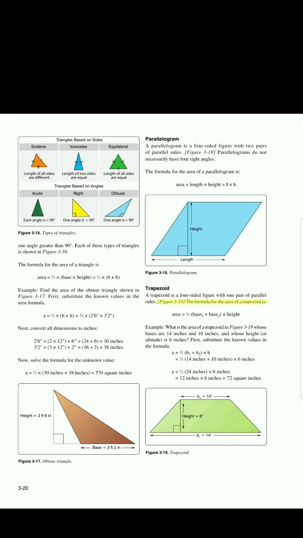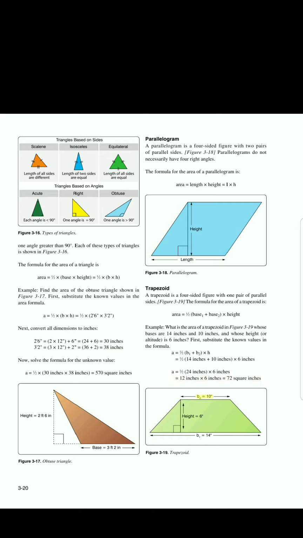Figure 3-19. The formula for the area of a trapezoid is area equals 1/2 times base 1 plus base 2, times height. Example. What is the area of the trapezoid in figure 3-19 whose bases are 14 inches and 10 inches, and whose height, or altitude, is 6 inches? First, substitute the known values in the formula. Area equals 1/2 (b1 plus b2) times h equals 1/2 (14 inches plus 10 inches) times 6 inches equals 1/2 times 24 inches times 6 inches equals 12 inches times 6 inches equals 72 square inches.